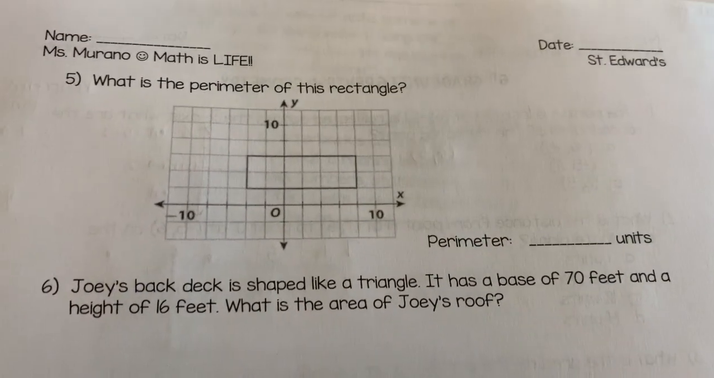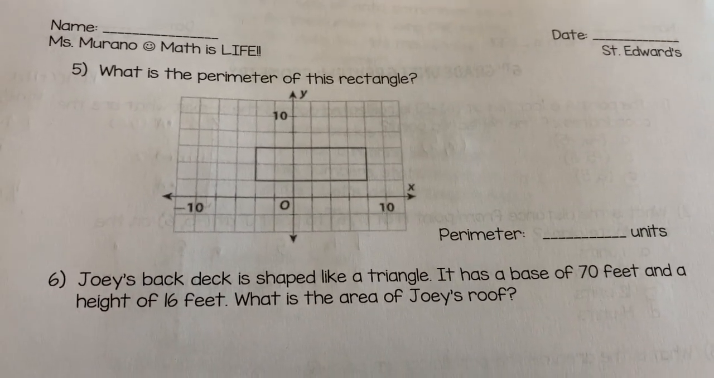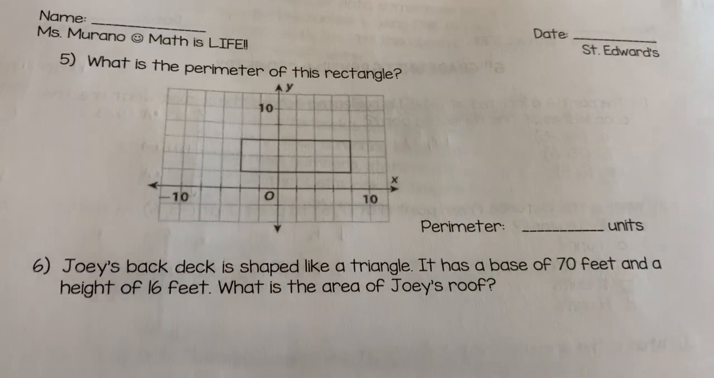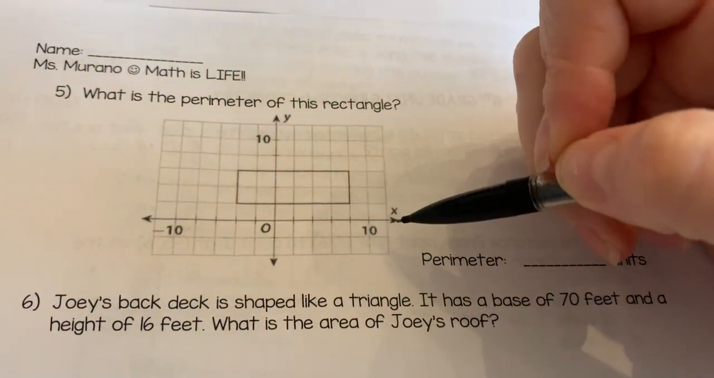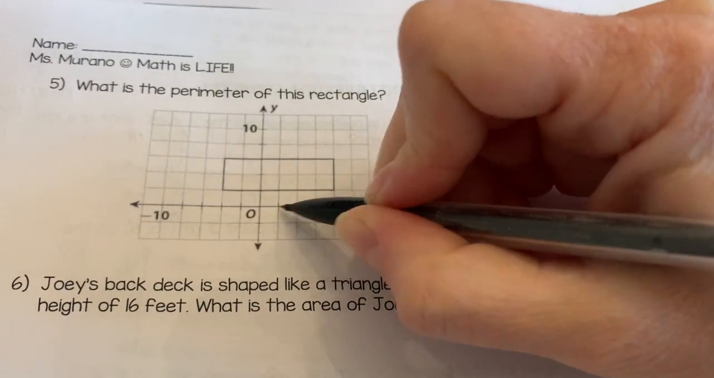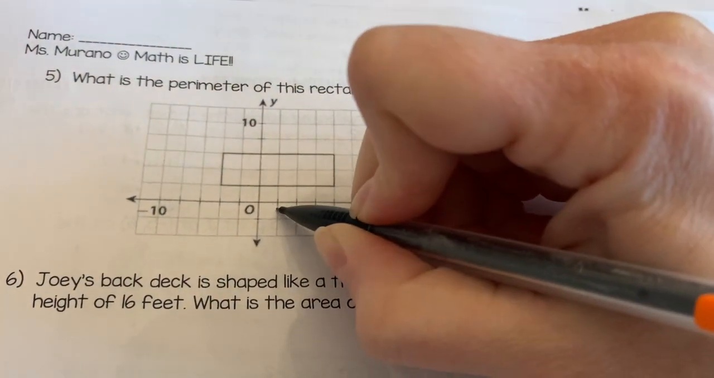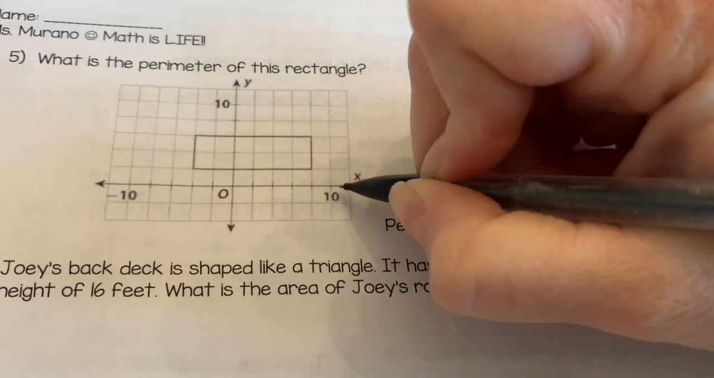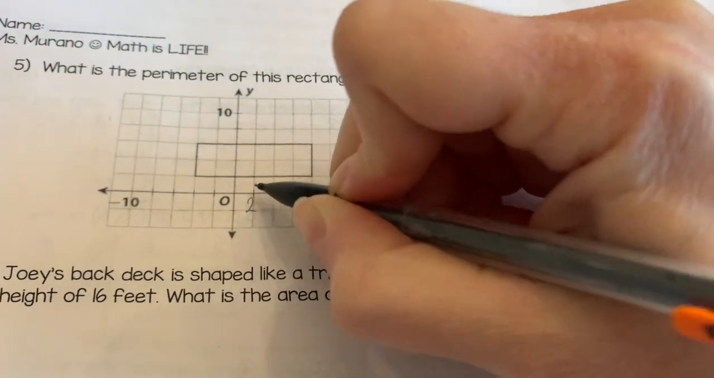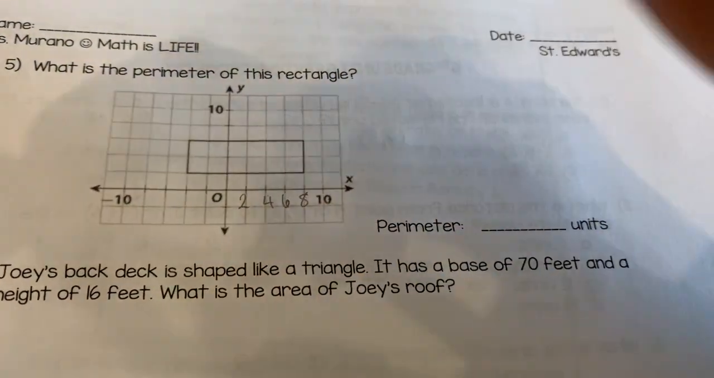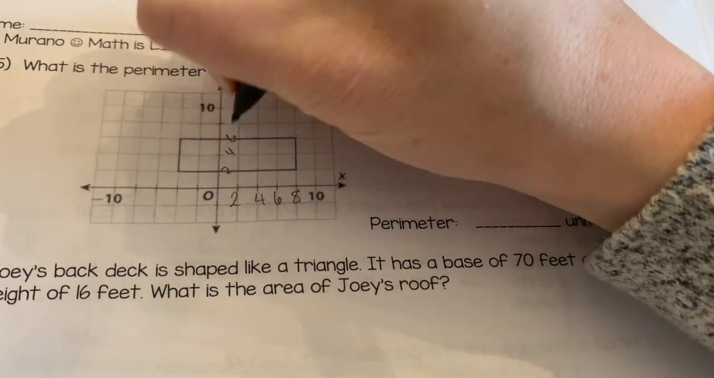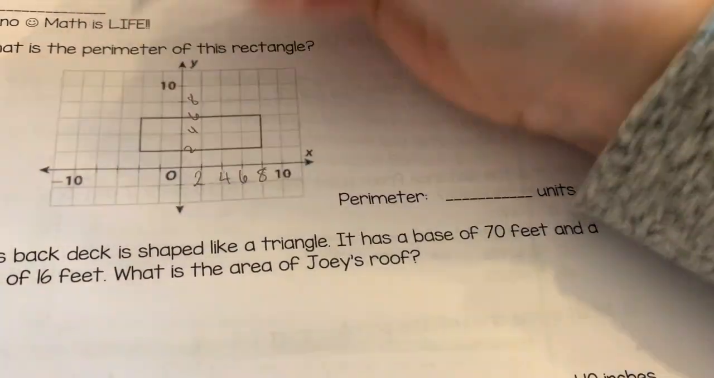What is the perimeter of this rectangle? So when you have a shape on your coordinate plane, remember, all you have to do is count. Just be careful because you have to check out your units. This is not 1, 2, 3, 4, 5 because we're landing on 10, so be careful. This is 2, 4, 6, and 8. Okay, 2, 4, 6, 8. You have to be careful with that.